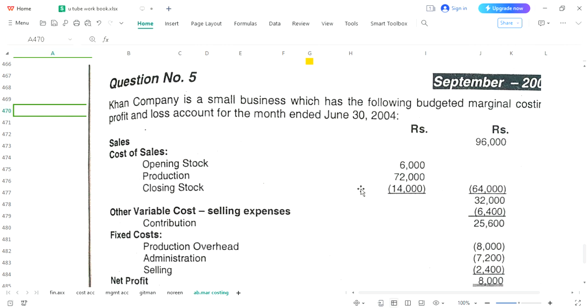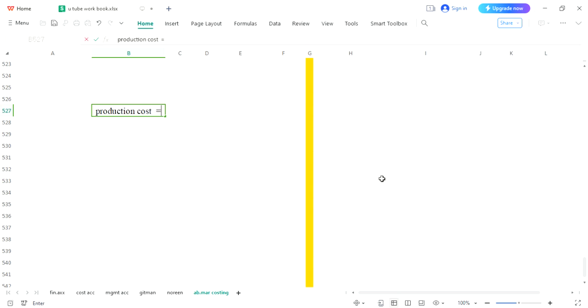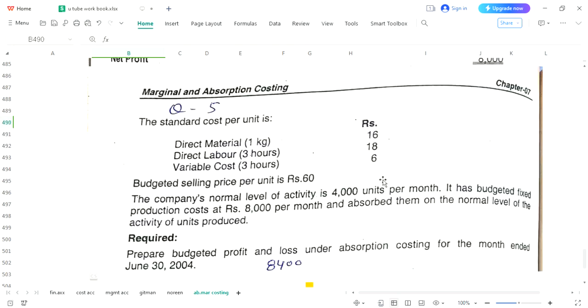Let's say we want to find out how many units were produced. 72,000 was the cost of production. And what was the per unit cost from the question?